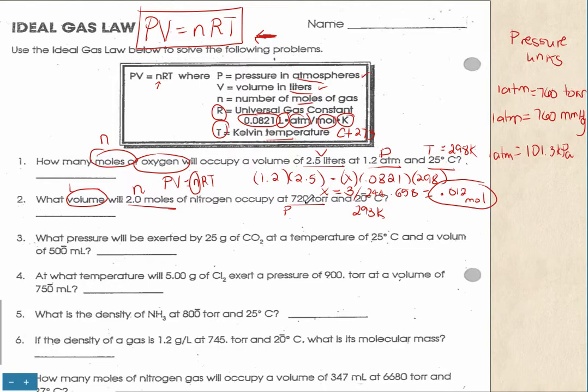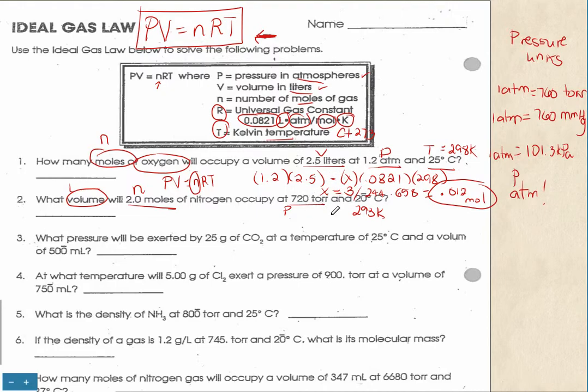So for example, 720 torr, there's 760 torr in 1 ATM. Simply divide 720 by 760. Or let's say this is 720 mmHg. Again, there are 760 in one ATM, so you simply divide 720 by 760. Now, if this happened to be 720 kPa, then you would divide 720 by 101.3. Okay? I hope that makes sense. All right, so pressure must always be in ATM.